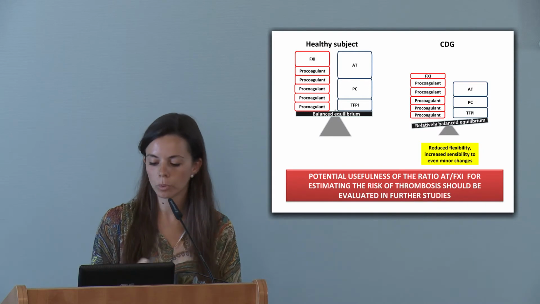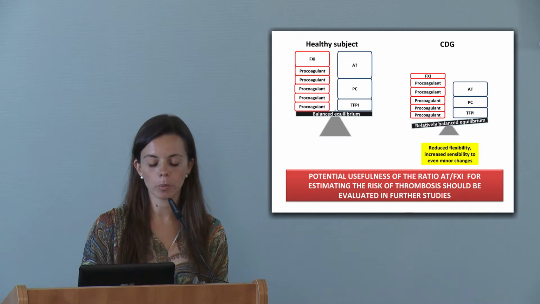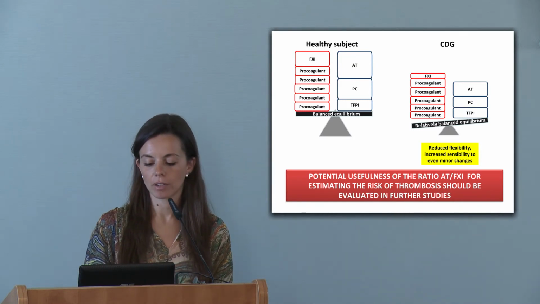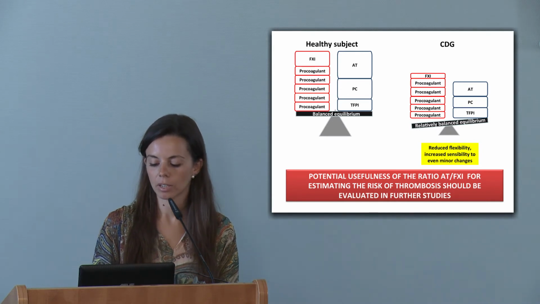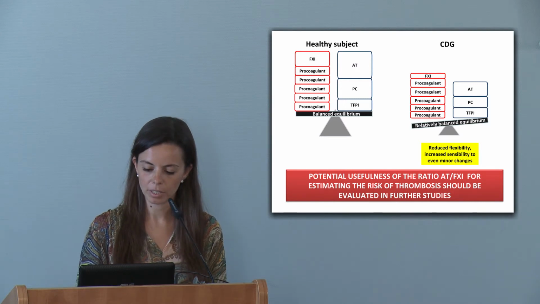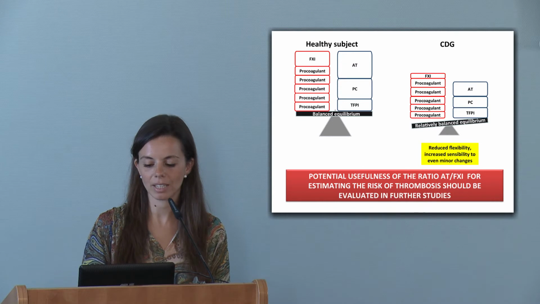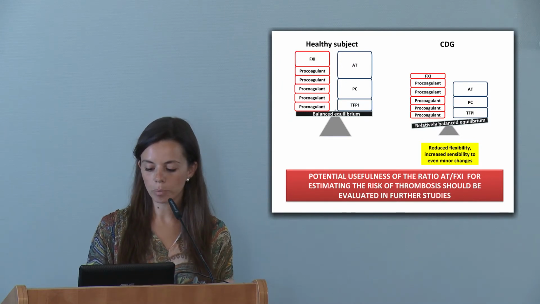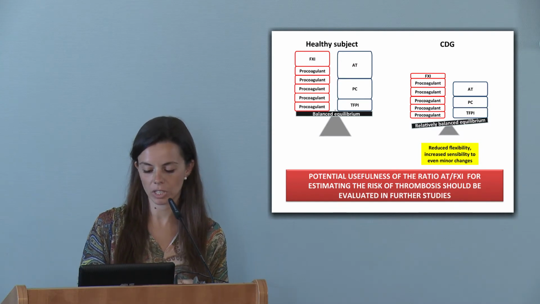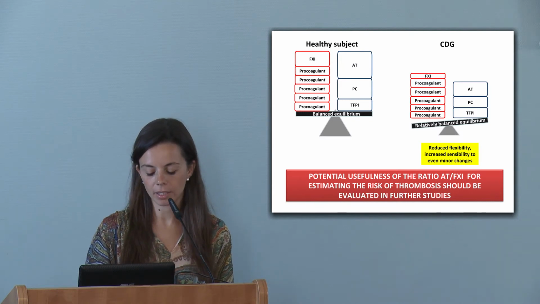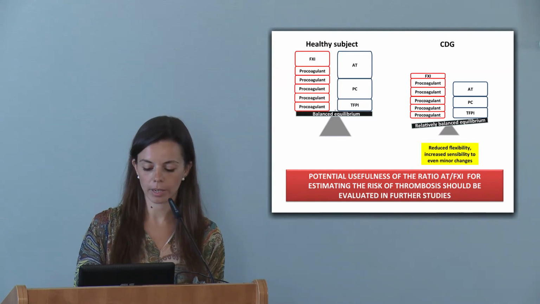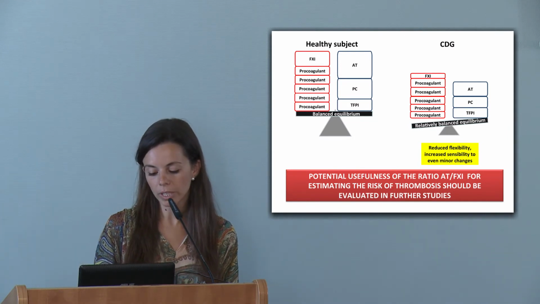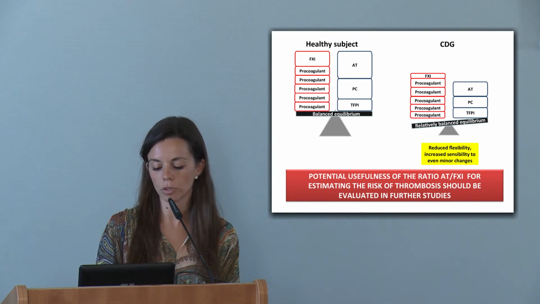So what do we have in the hemostasis of CDG? Comparing with a healthy subject, we think that they have a relatively balanced equilibrium between anticoagulant and procoagulant elements. Maybe a little bit disbalanced because of these reduced anticoagulant elements. But it's important to say that all the proteins, procoagulant and anticoagulants, are reduced comparing with healthy subjects. So this balance could be more susceptible to even minor changes. And also we think that the ratio antithrombin to factor 11 could be very useful to measure the risk of thrombosis and should be also evaluated in further studies.